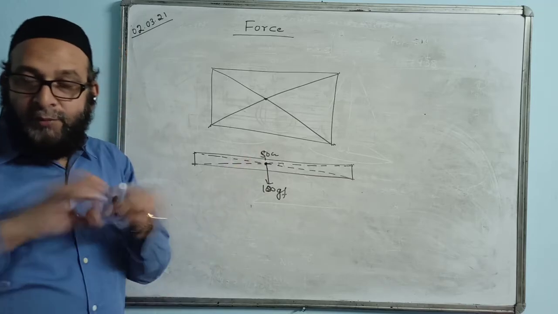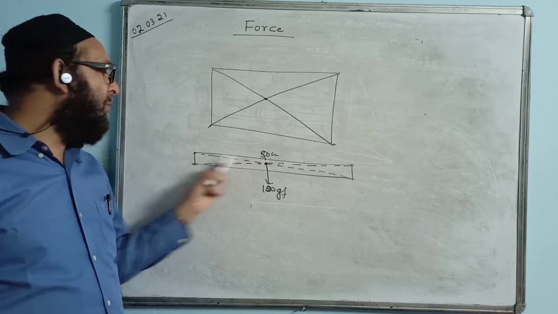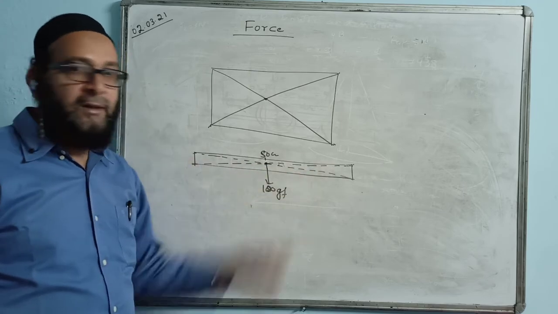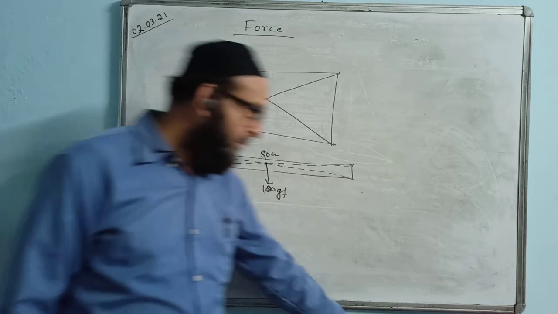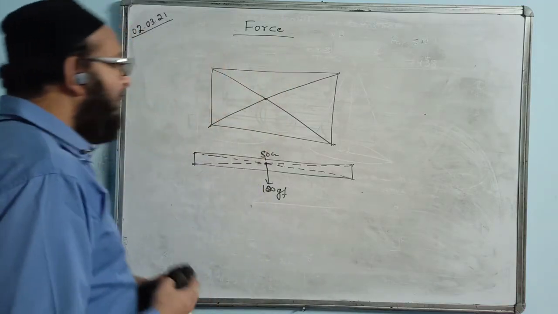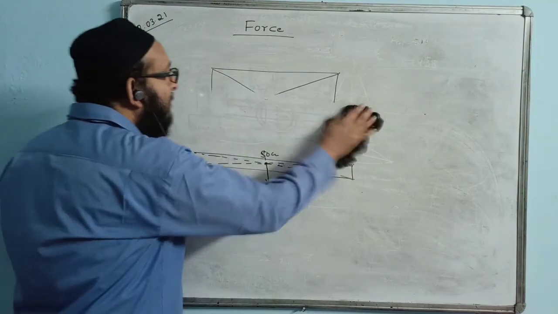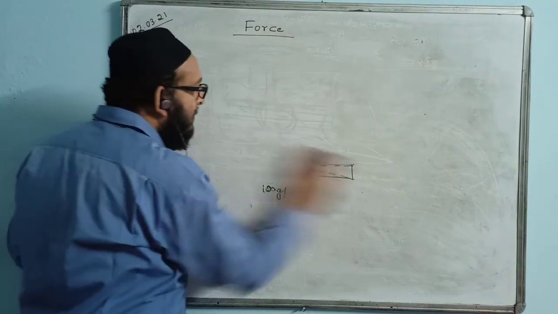In case of uniform meter rule, the meter rule is uniform everywhere, same masses are there on both sides. So it will be like this. Understood? So this is about the position of CG. CG is done.